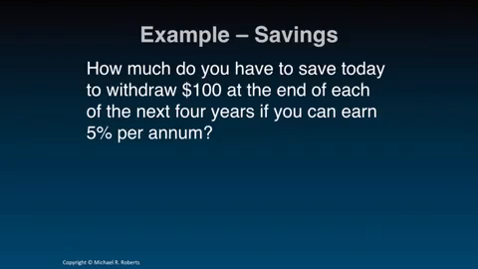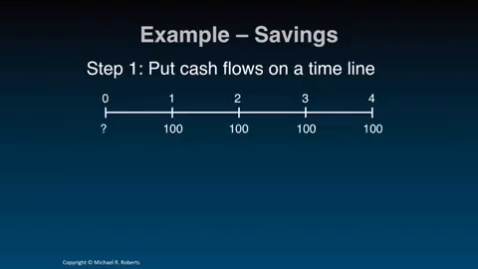Let's do an example. How much money do you have to save today to withdraw $100 at the end of each of the next 4 years if you can earn 5% per annum? The first step in tackling any problem is to just put the cash flows on a timeline. Let's get our bearings straight. The question is, how much do I need today? So how much do I need today, period 0, if I'm going to withdraw $100 each year over the next 4 years thereafter?